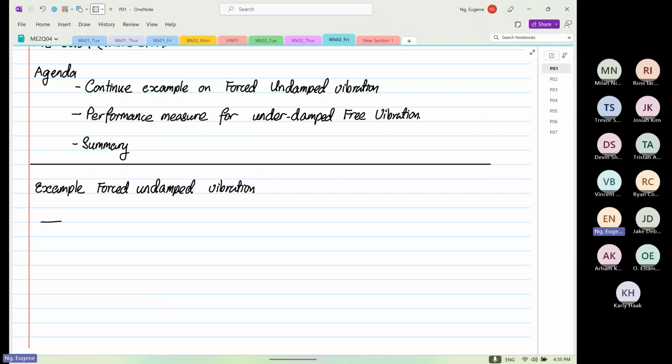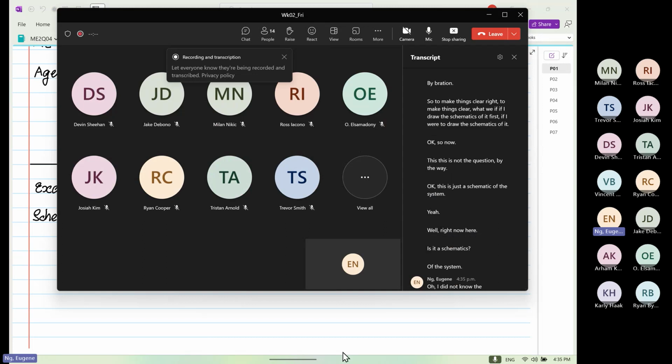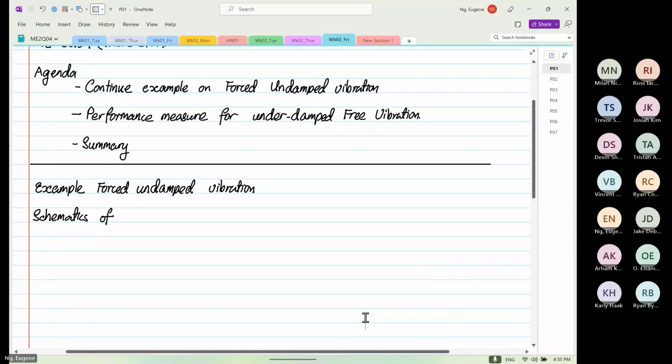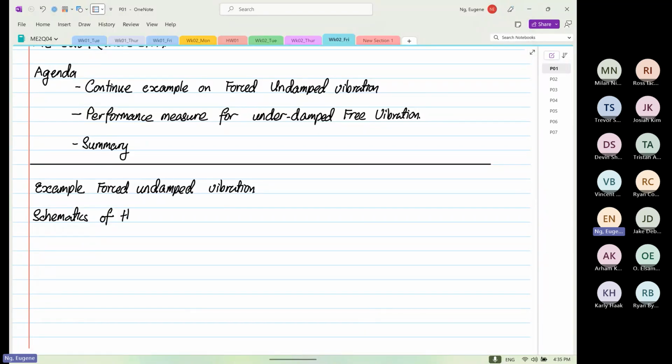So now this is not the question, by the way, okay. This is just the schematic of the system. Right now here, this is the schematics of the system.